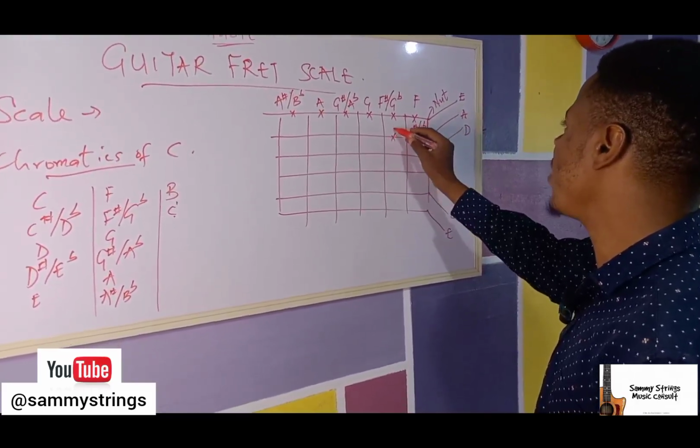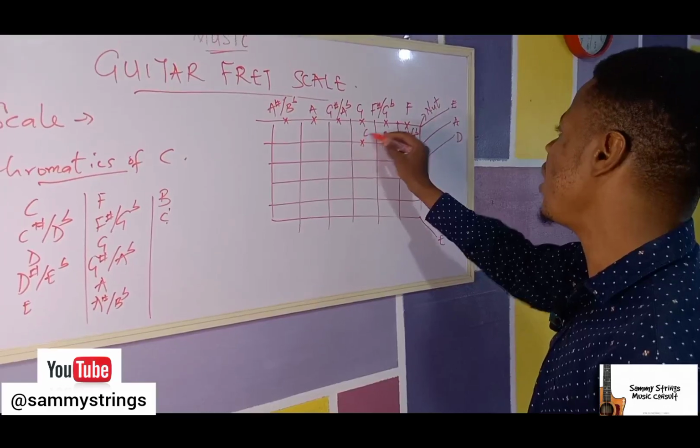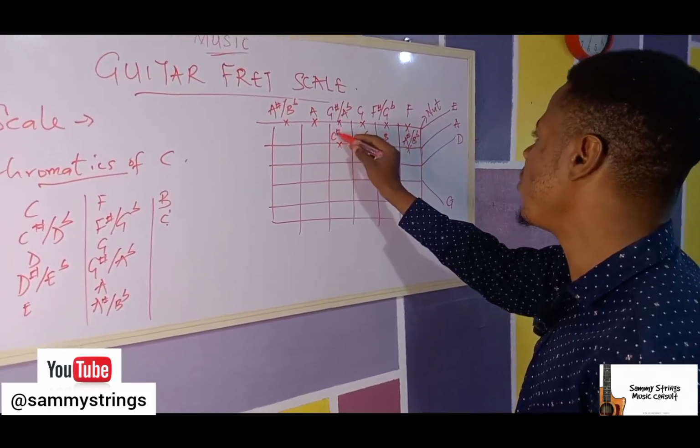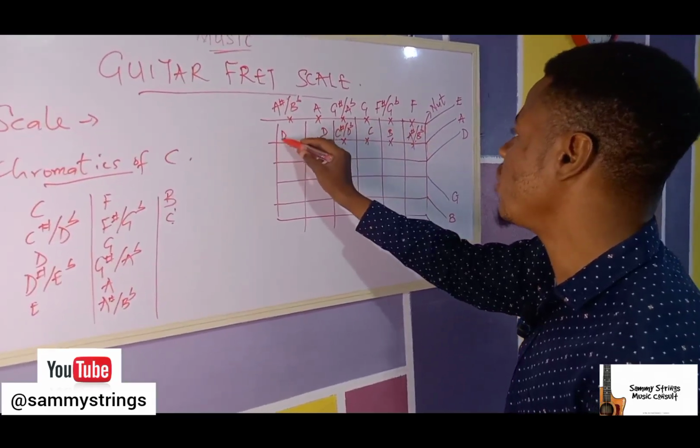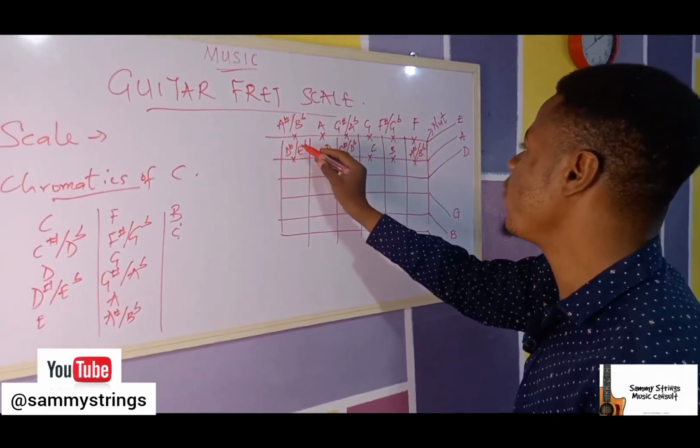Immediately after that, I have my B. Then next I have C. Next I have C sharp or D flat. Next I have D. Then next I have D sharp or E flat.